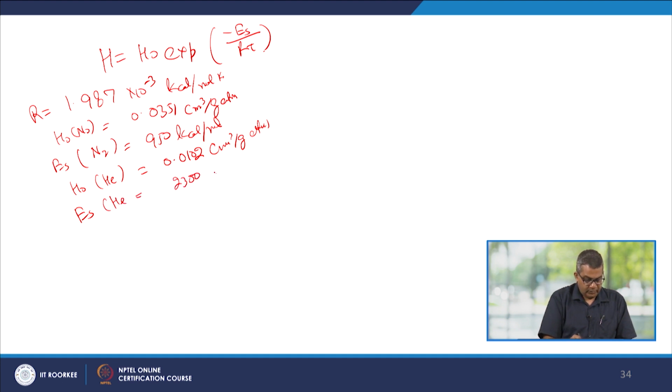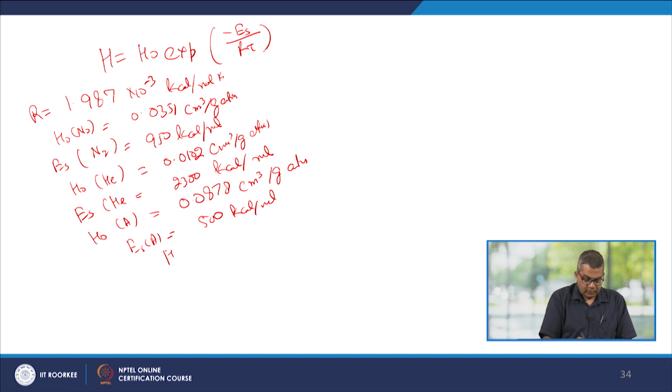2300 kilocalorie per mole. H naught for argon 0.0878 centimeter cube. ES for argon 500 kilocalorie per mole. H naught for CO2 0.384 centimeter cube per atom, and ES for CO2 is equal to 800 kilocalorie per mole.